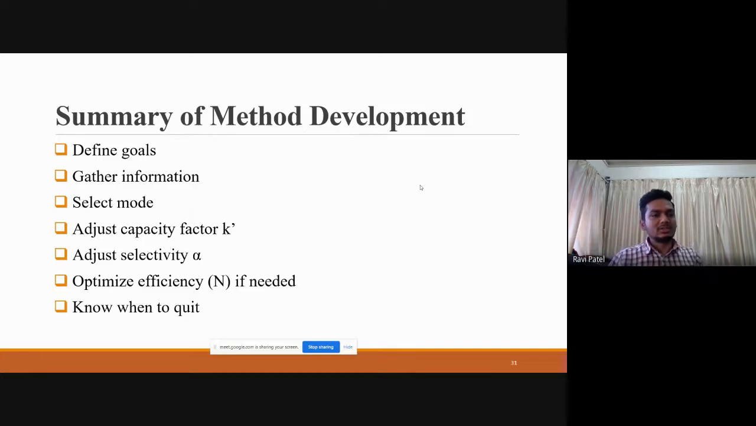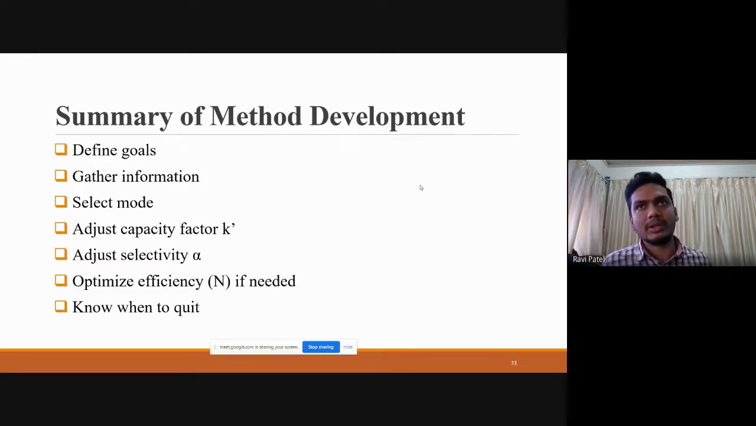So this is the summary of our method development. First, we define our goal. Then after gathering the information, select the mode, adjust the capacity factor. Capacity factor is nothing but the RT. Adjust the selectivity. Selectivity is nothing but the resolution, right? Efficiency means theoretical plates, right? And we need to know when to quit, right?